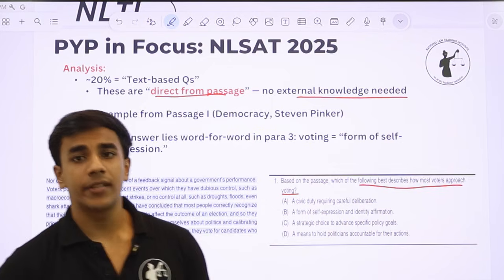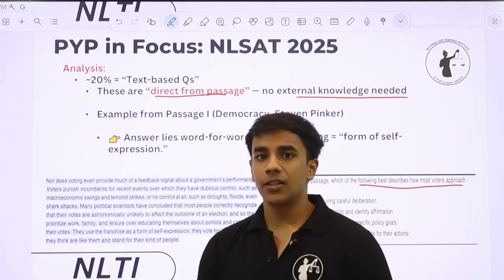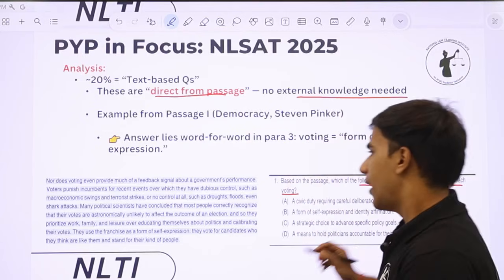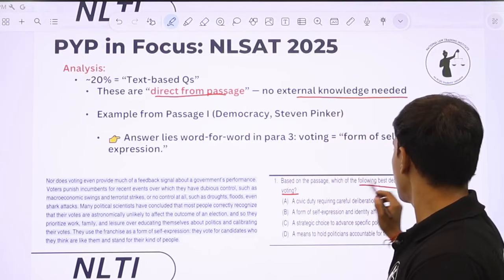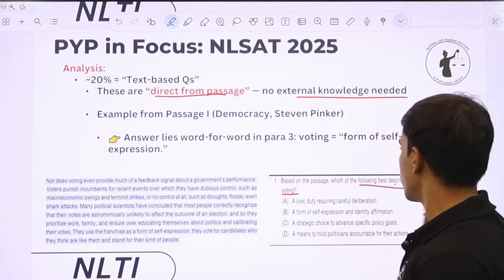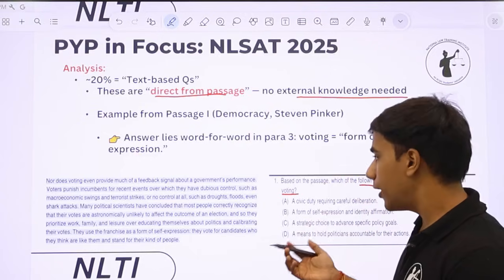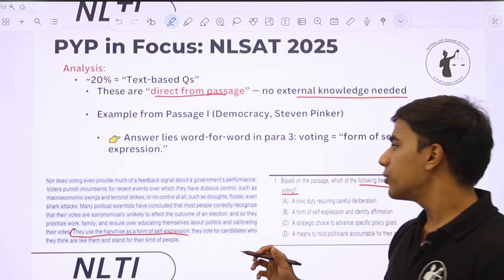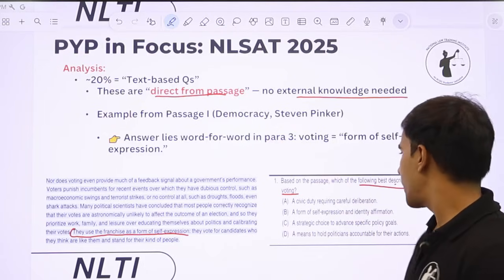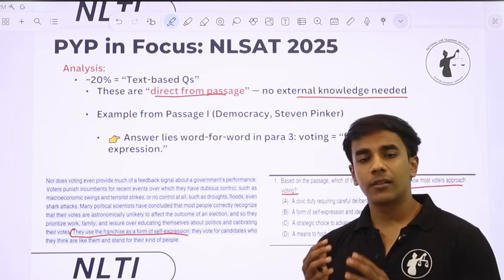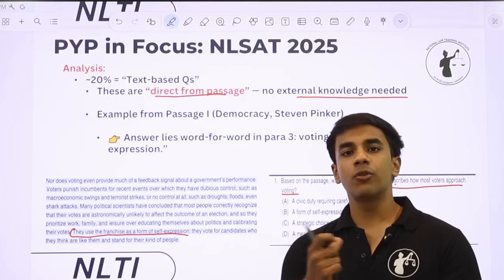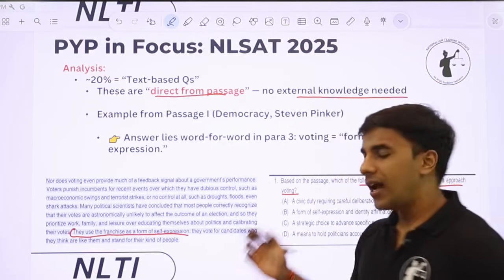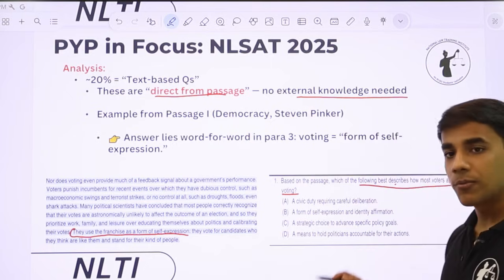This is a question that was directly given in the passage, and all you had to do was some attentive reading. Based on the passage, which of the following best describes how most voters approach voting? The answer is given directly in the passage. They use the franchise as a form of self-expression. The same is given in the answer options as well.